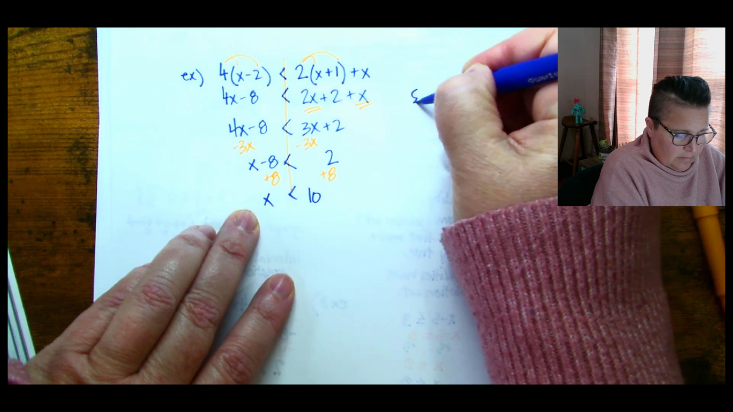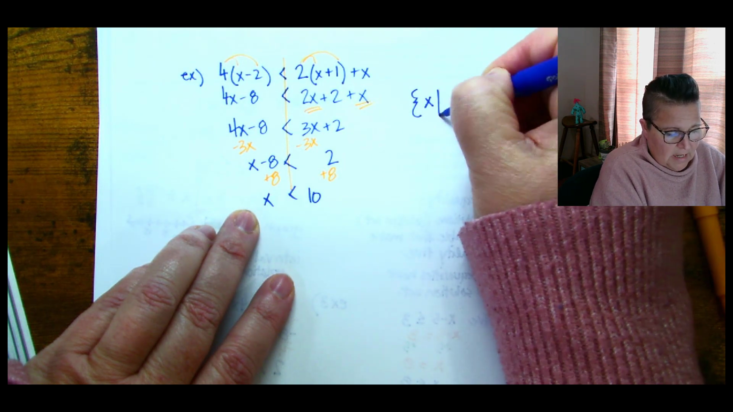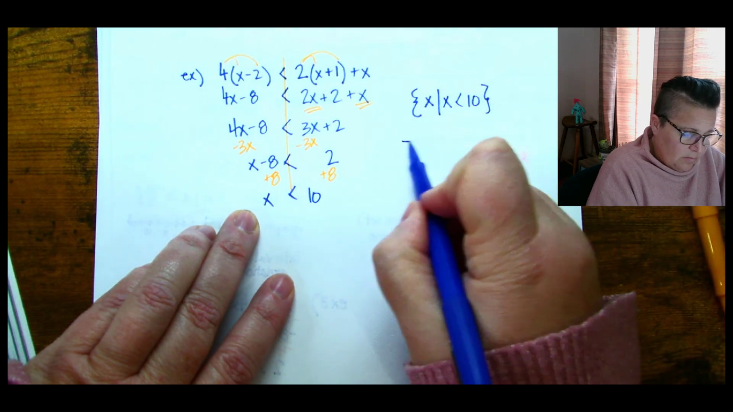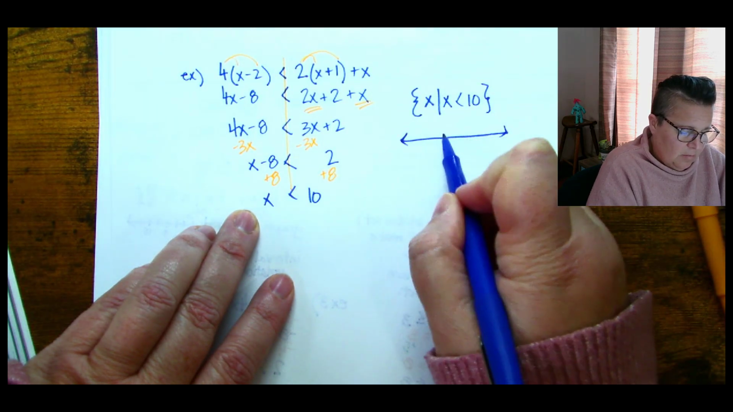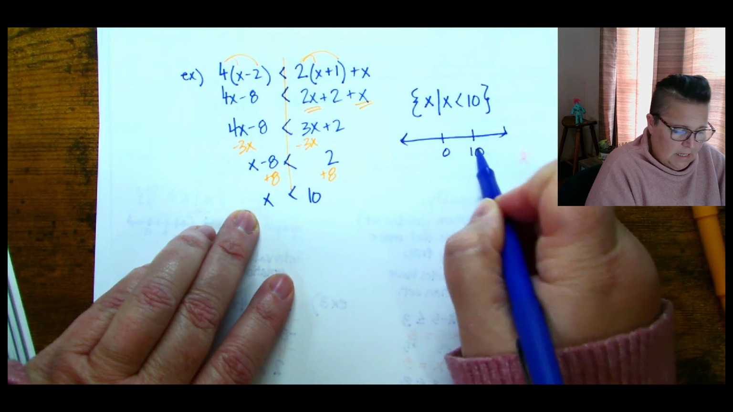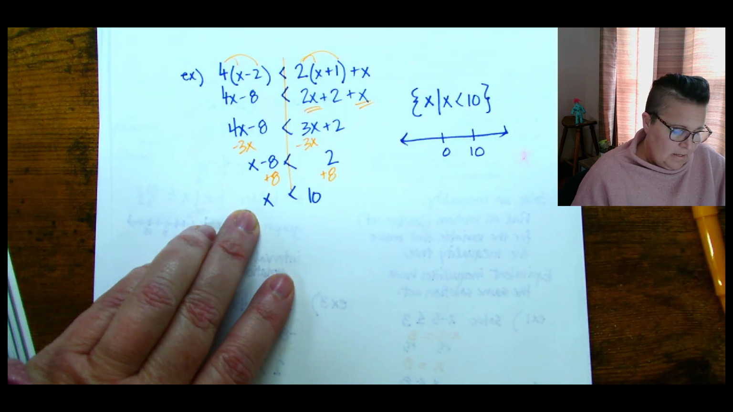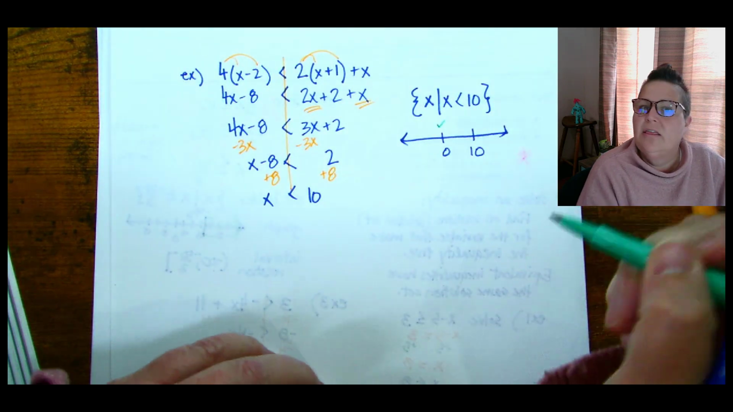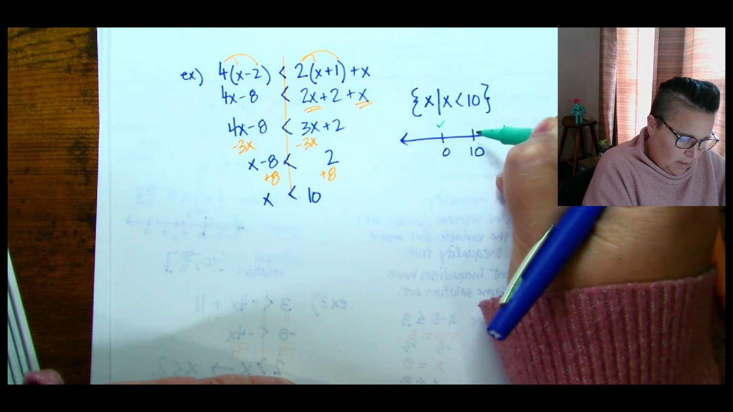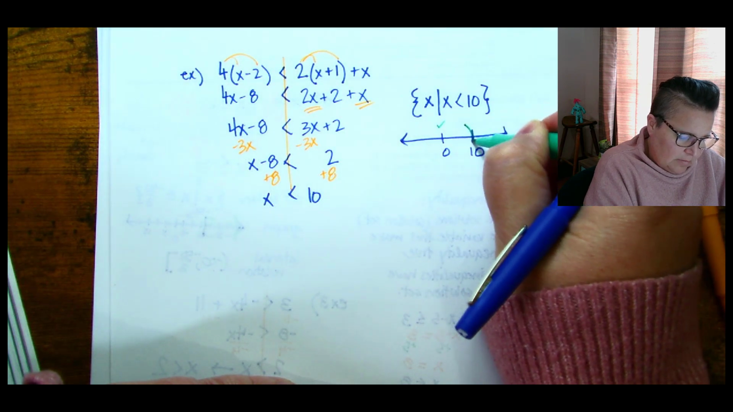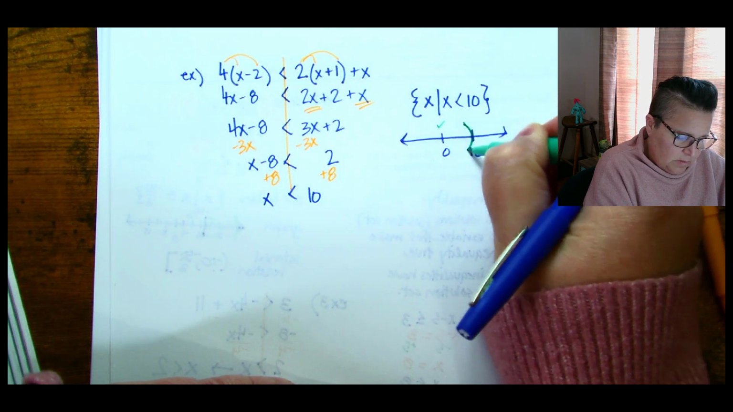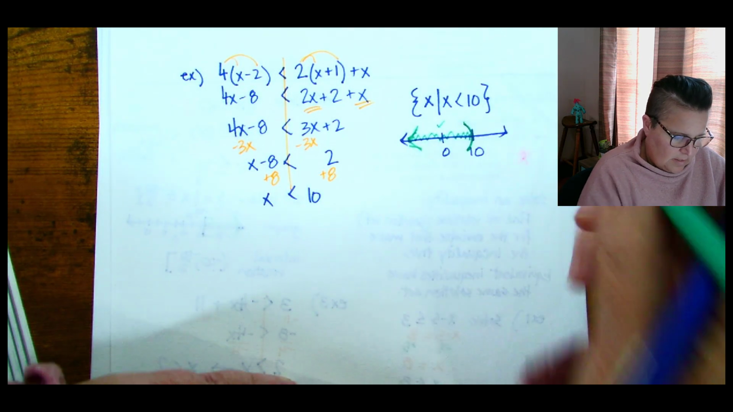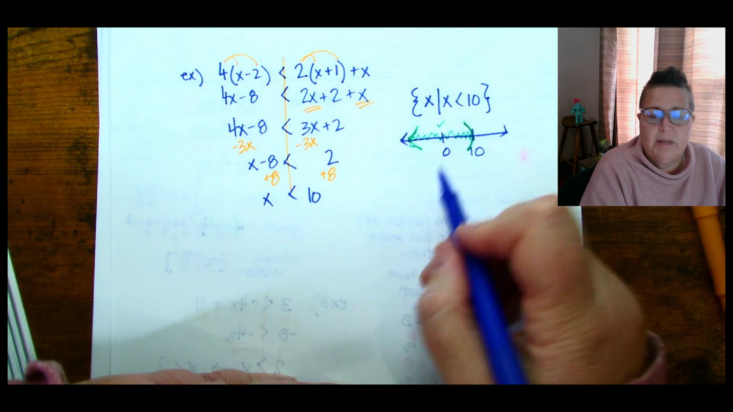So this would be, in set builder, the set containing x such that x is less than 10. If I was graphing this, I would have a 0, I would have a 10. Is 0 less than 10? Yep, so I want to shade that. These are all less than. Since it's not equal to, this would be the rounded bracket, and I'm going in this direction. So that's what it would look like, making sure to put my arrow on.